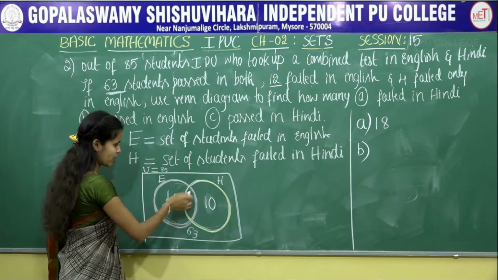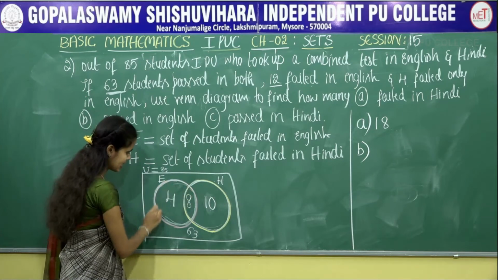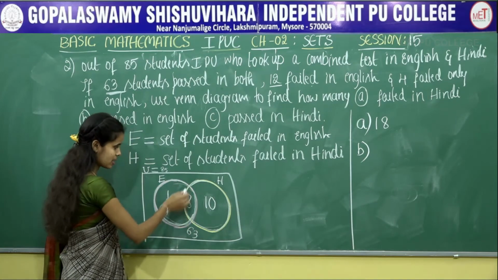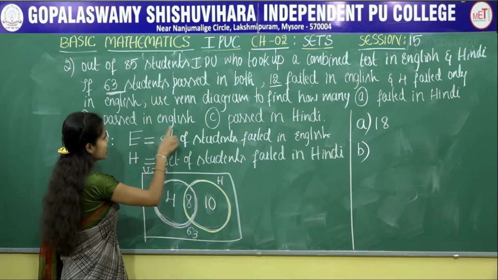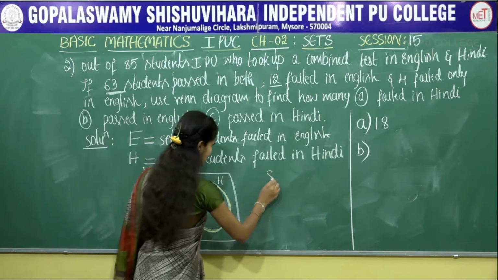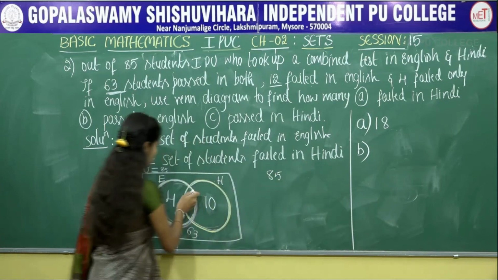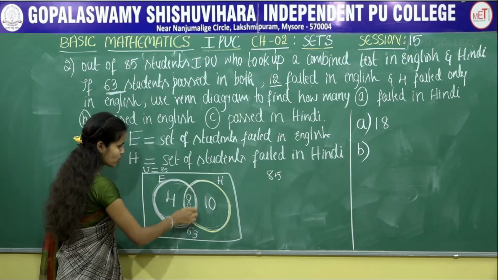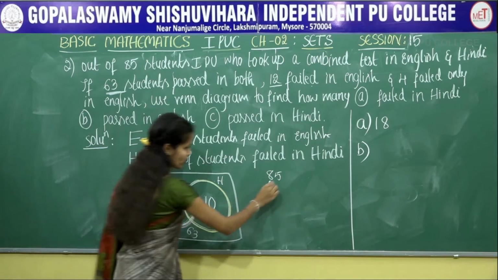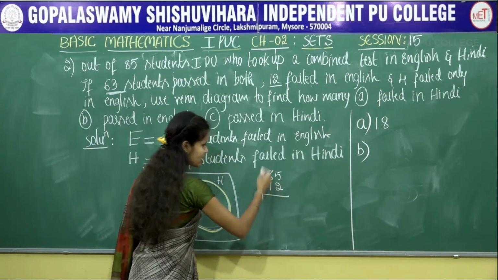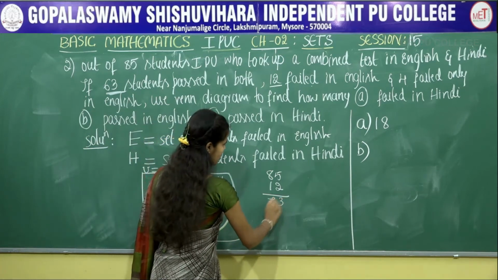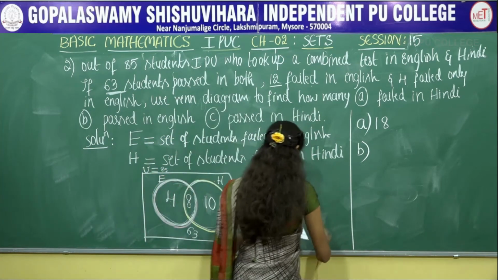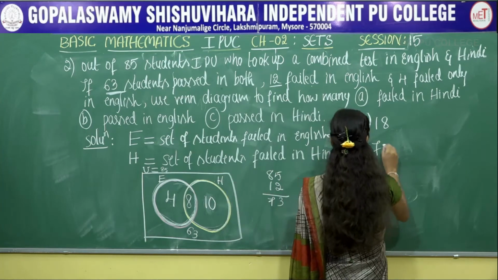Passed in English: the number of students who passed in English. Inside this circle represents failed students, but we want passed students in English. So total 85 students are there. Out of 85 students, only 8 plus 4, 12 students failed in English, meaning the remaining students passed in English. So the remaining is 73. So 73 students passed in English.